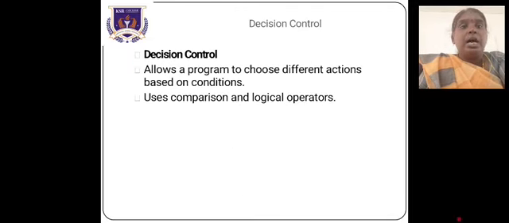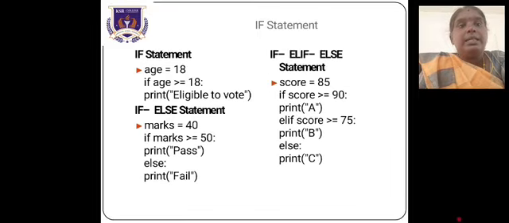Decision control allows a program to choose different actions based on conditions. It uses comparison and logical operators. If statement: age = 18, if age >= 18: print("Eligible to vote"). Next one, if-else statement. marks = 40. If marks >= 50: print("Pass"), else: print("Fail").